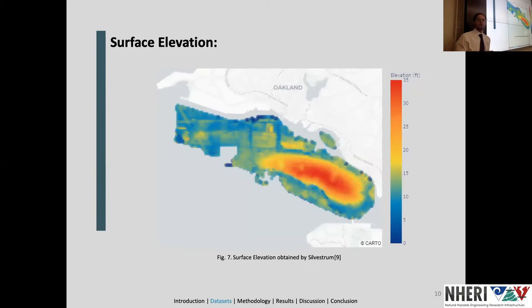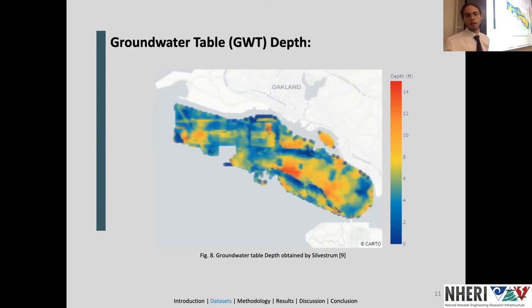Surface elevation was obtained from Silverstrom, which is a research consulting firm based in the Bay Area. And they primarily work in climate related research. So we obtained surface elevation and groundwater table elevation from previous research that they have conducted. So surface elevation is shown here, and the groundwater table depth is shown.